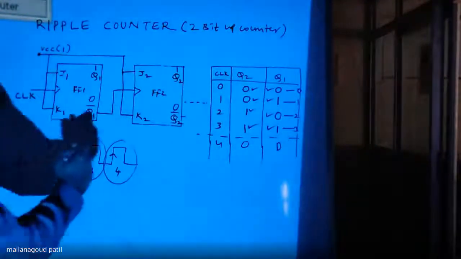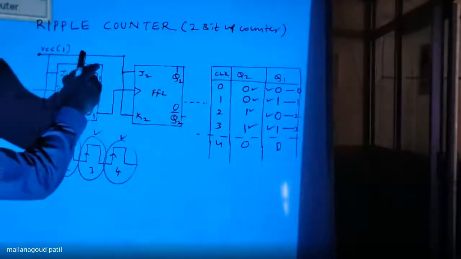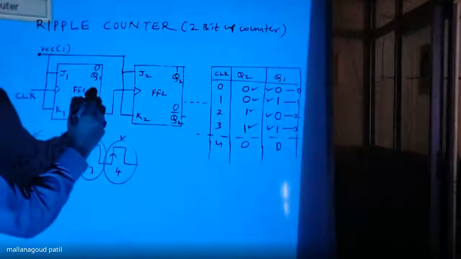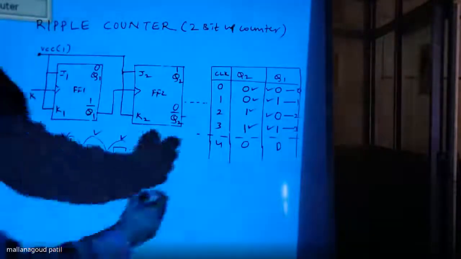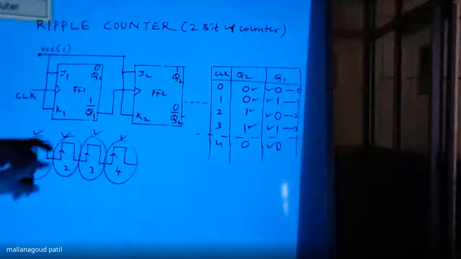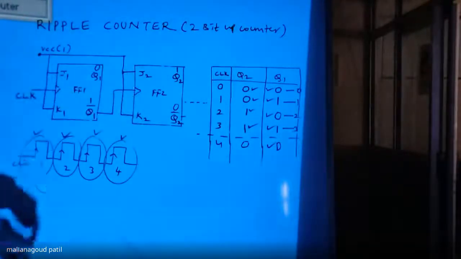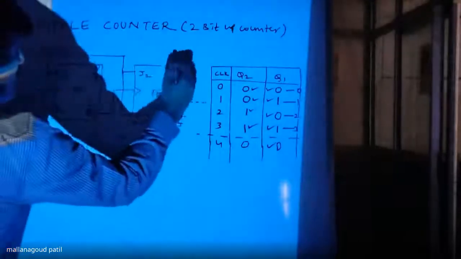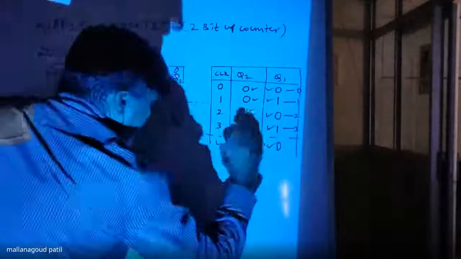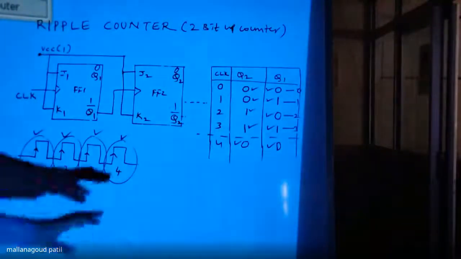Now I can apply the fourth clock. When you are applying the fourth clock, the first flip-flop will toggle. Q1 was 1, now it will be 0. Then Q1 bar will complement to 1. Now you see 1 to 0. Then when Q1 bar is 1, which is connected to the next flip-flop, flip-flop 2 also triggers. Then Q2 was 1, which will be 0. Then its complement. It's okay.